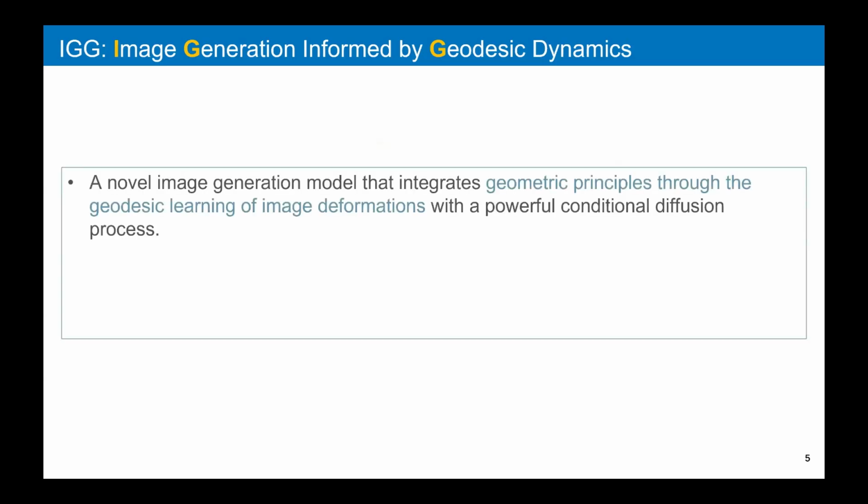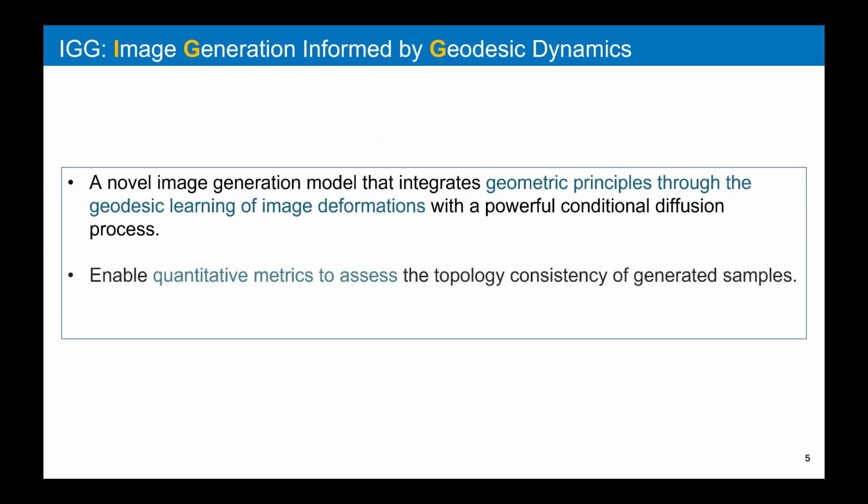In this work, we are interested in solving all those limitations. Our approach is to develop a novel image generation model that integrates geometric principles through the geodesic learning of image deformations with a powerful conditional diffusion process. Most importantly, we want to enable quantitative metrics to assess the topology consistency of the generated samples. In this way, we can produce anatomically intact and more realistic image samples.